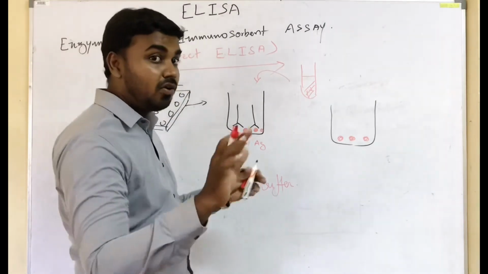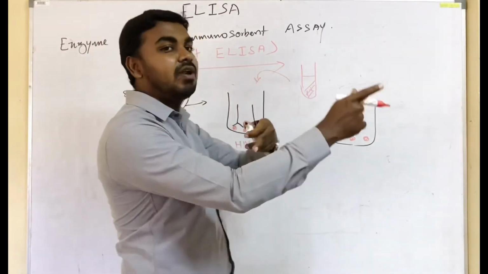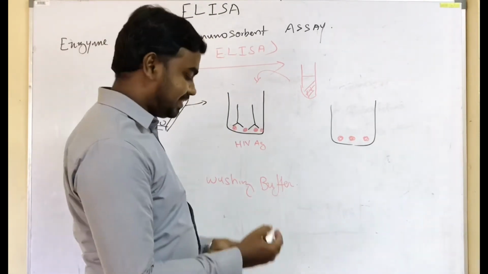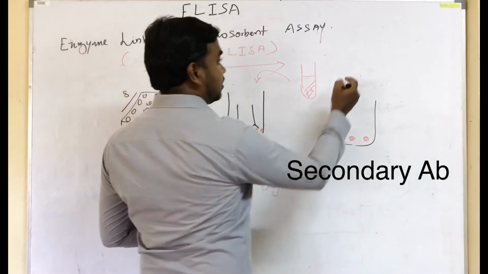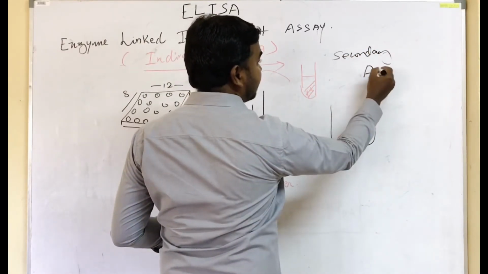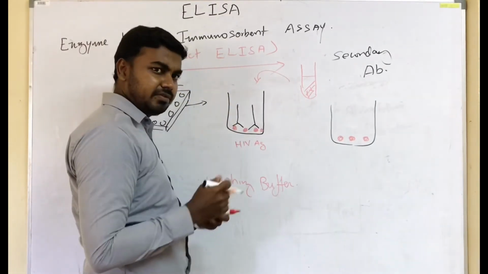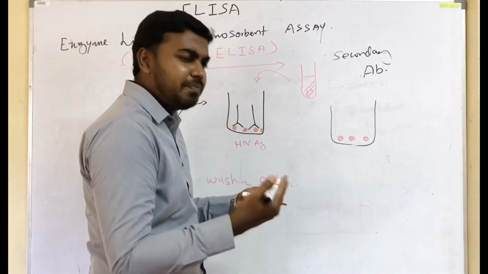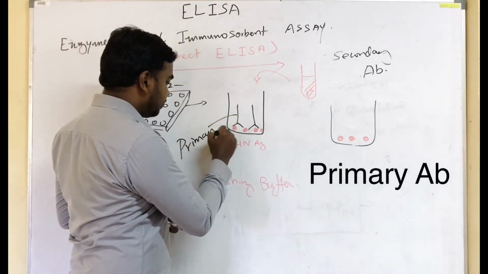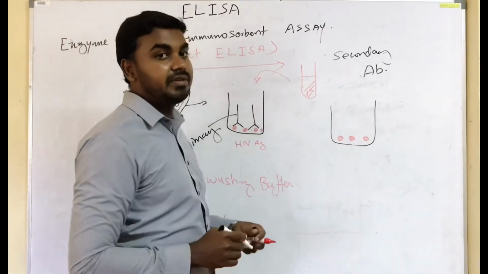Now, we already talked enzyme linked with one antibody, right? So that antibody we call secondary antibody. Remember? Secondary antibody. So this antibody, the first we added, right? That is primary antibody. Primary antibody. Now we are going to add the secondary antibody.